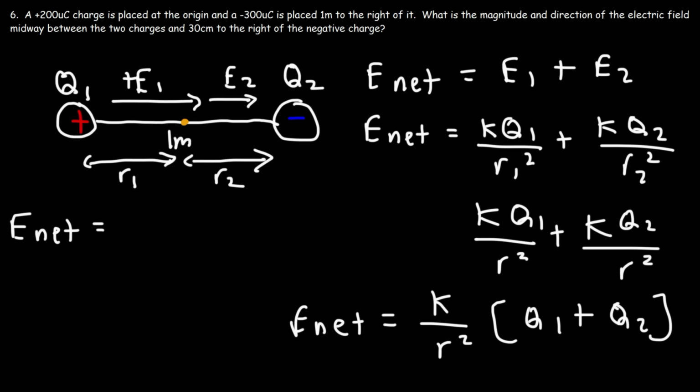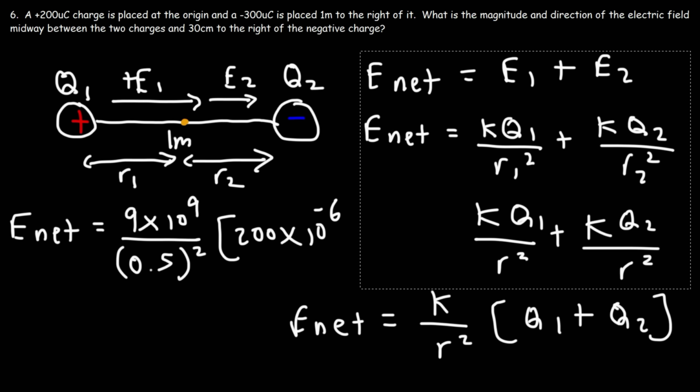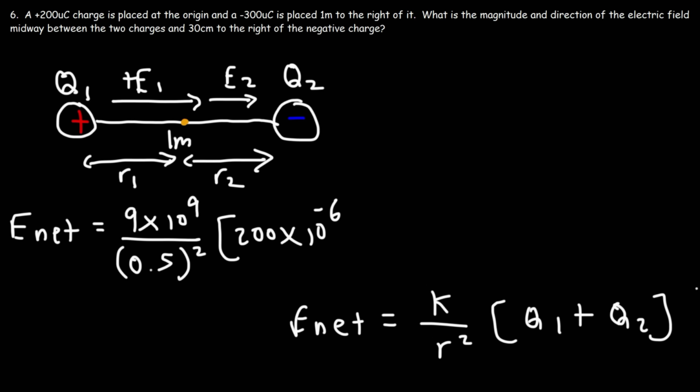So it's going to be K, which is 9 times 10 to the 9, over R squared. R is 0.5. And then times Q1. Q1 is 200 times 10 to the negative 6. Now for Q2, we're going to use a positive value, not negative 300 times 10 to the negative 6, because we already know the direction of E2. It's going to the right. And it's going to have a positive value because it's heading in the eastward direction.